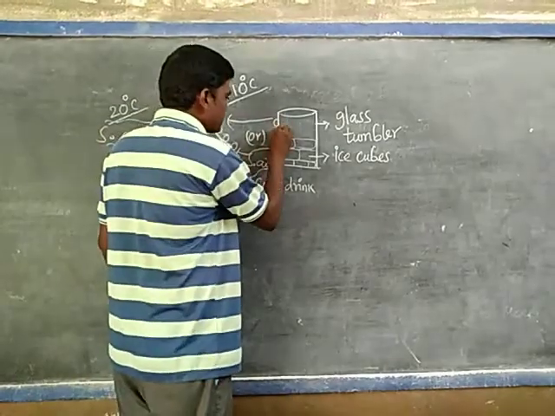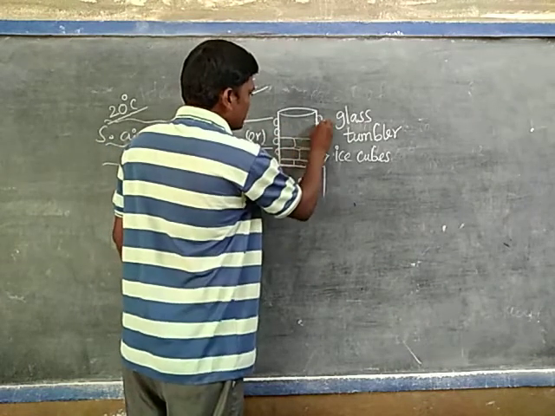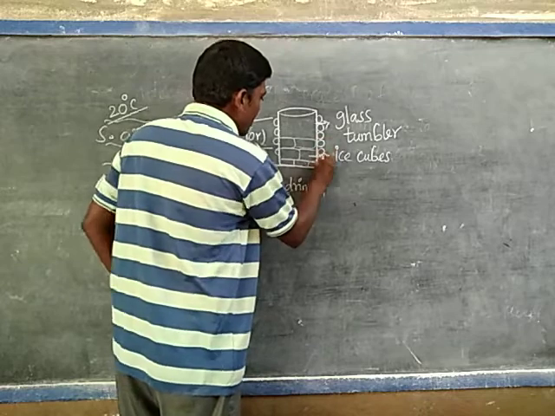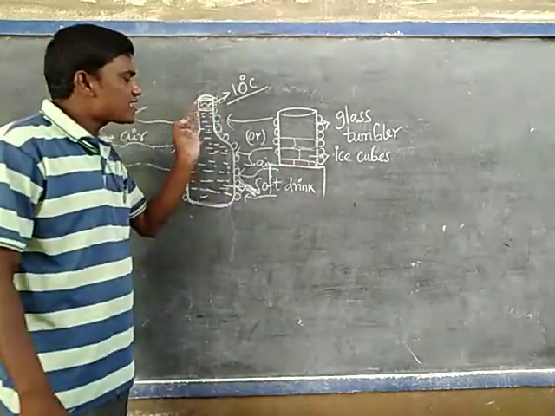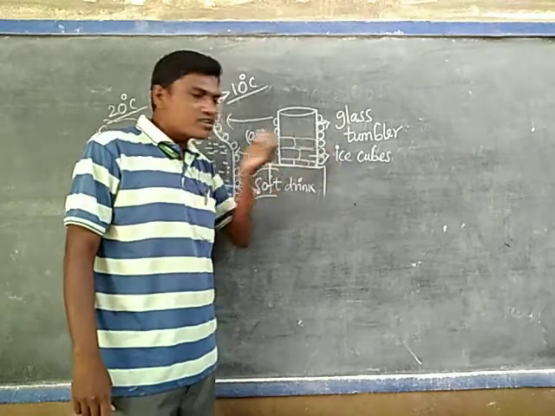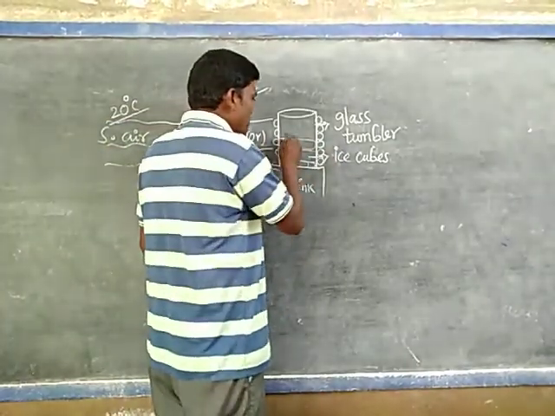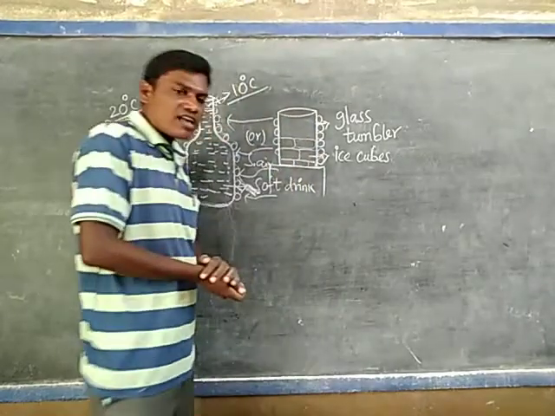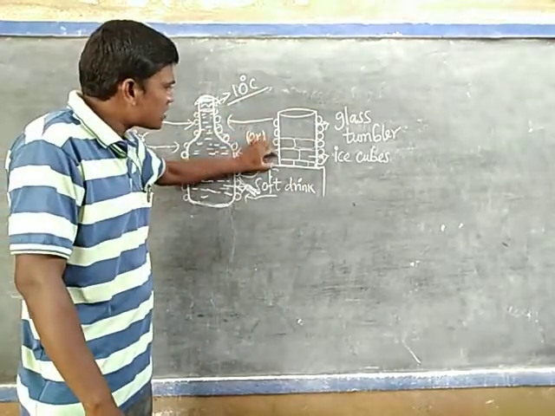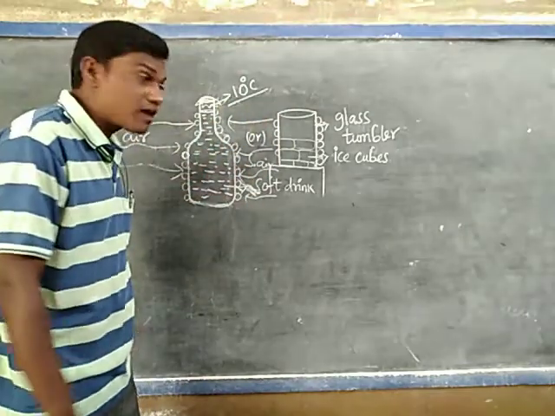In the same way, you can take a transparent glass tumbler. In this glass tumbler, we take some quantity of ice cubes. After a certain time, we also observe that on the outer surface of the glass tumbler, some tiny water droplets are seen.